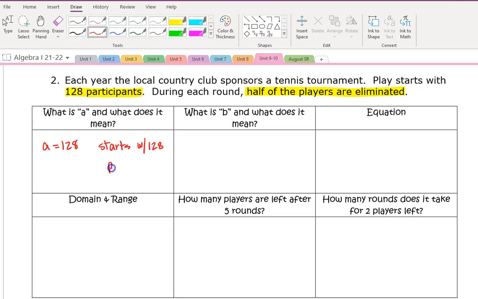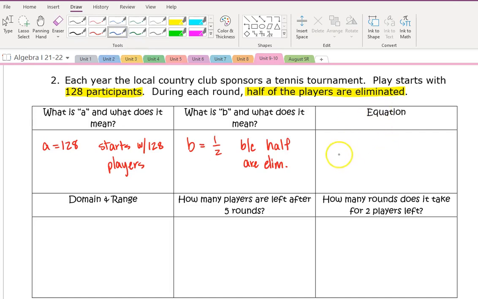Now it says participants, I'm going to say players because they are playing tennis. What is B and what does it stand for? In this case, half of the players are being eliminated. So B would be 1/2. Oops, I misspelled eliminated. I'm just going to write ELIM. And it would be each round.